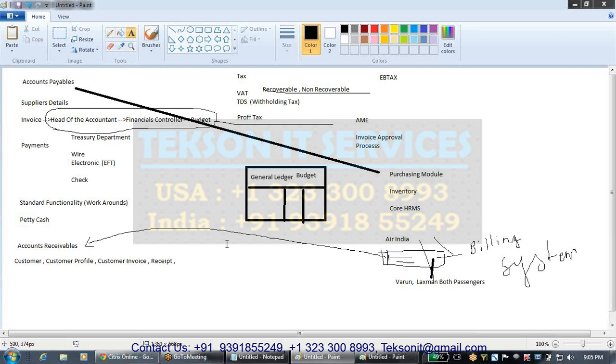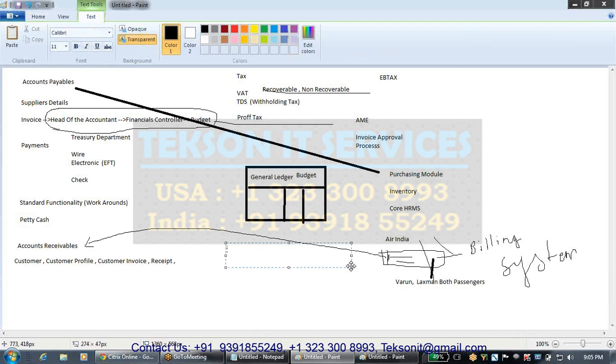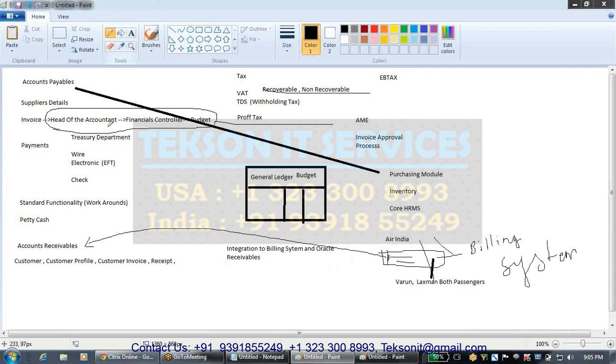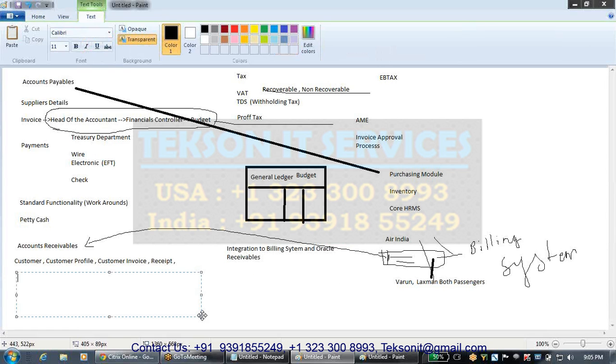So nothing but they do the integration between the billing system and Oracle. To do the integration, here we need a technical consultant as well as a functional consultant. I will even explain the roles and responsibilities for the technical consultant and how exactly you need to give the inputs to the technical consultant.